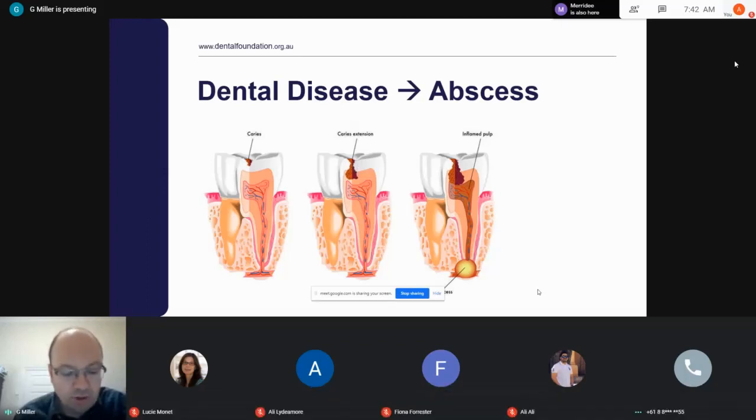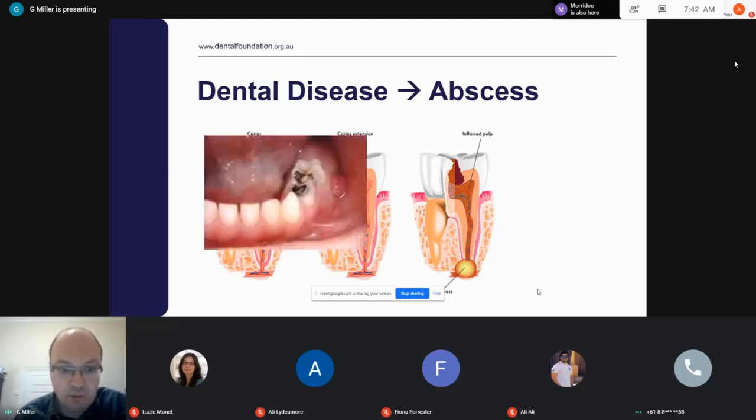Subsequent erosion of the cortical plate of the jaw allows bacteria to spread along the deep tissue planes into facial spaces of the face and neck, depending on the specific tooth or teeth involved, and the site depends on where this spread goes as to the site of erosion. And we'll find out why in a little while.